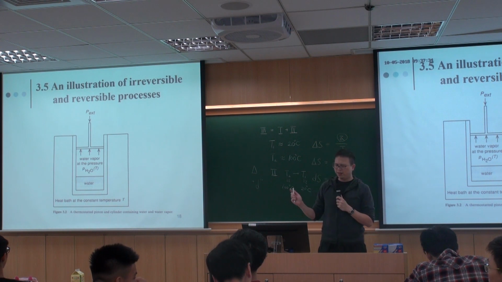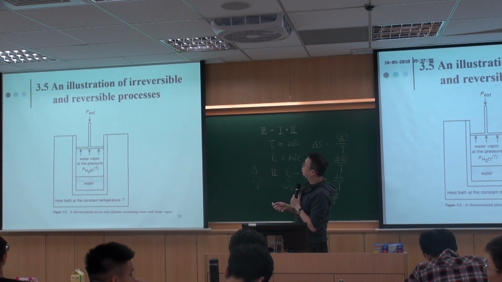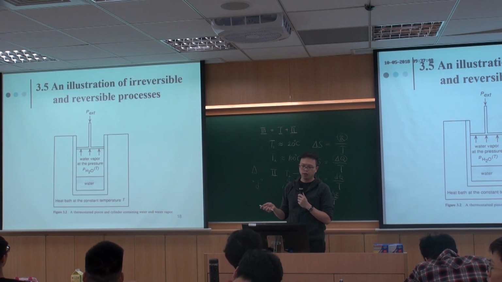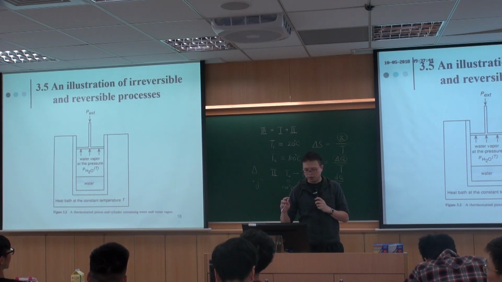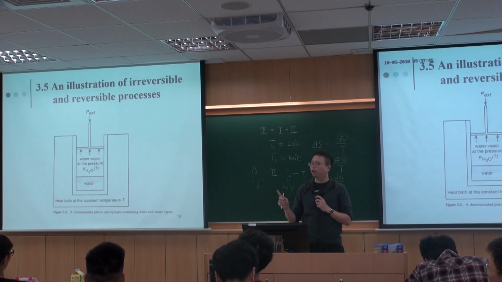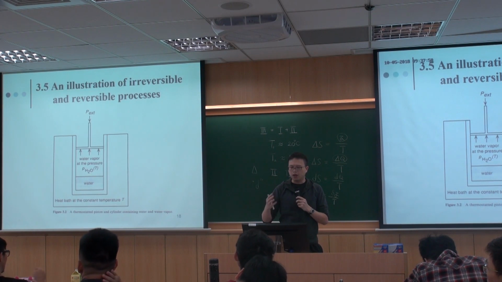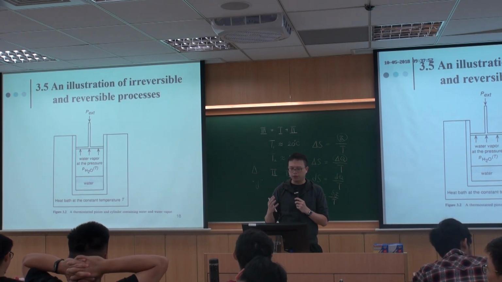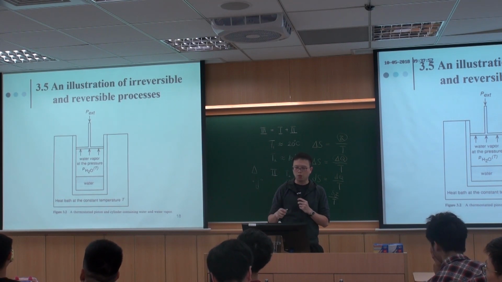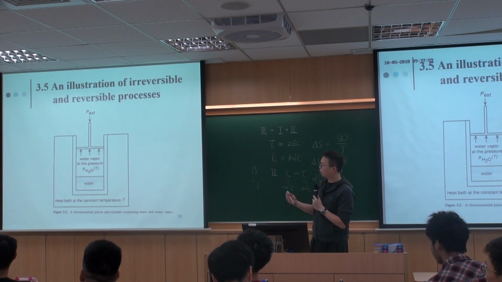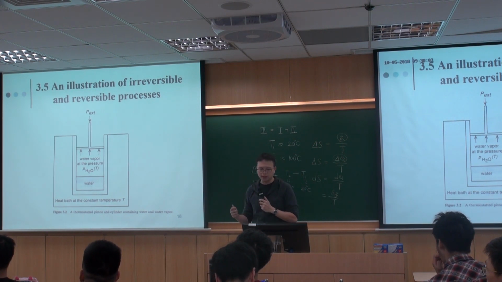So in this section, the book is trying to mention an example of irreversible process. If you still remember what I mentioned at the very beginning of this class, the main goal of this chapter is to figure out what will be the maximum work that you can do, or what is the maximum work that a system can do in a regular process.